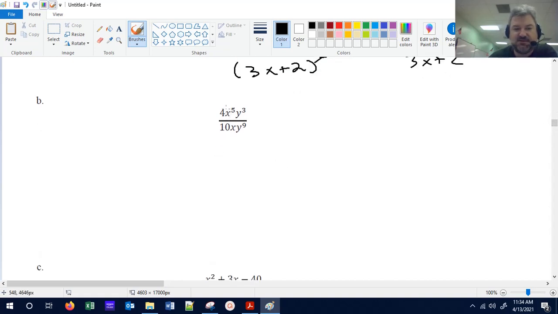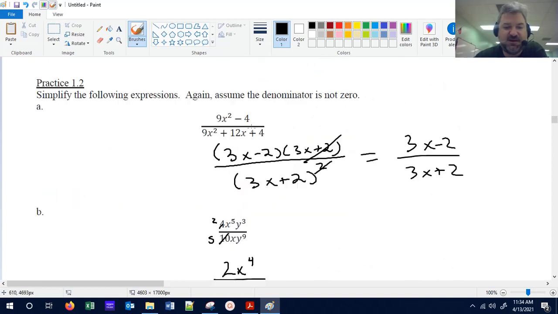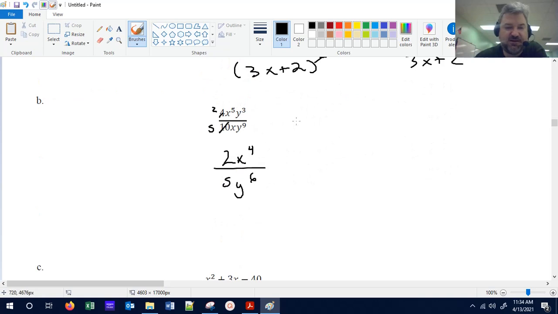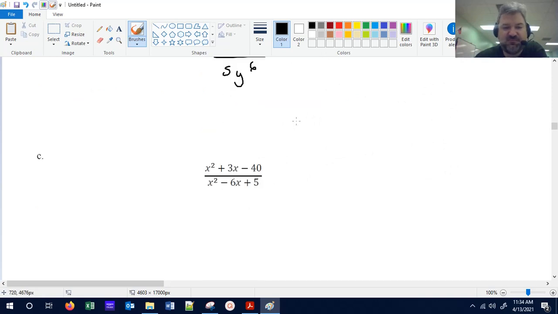All right, the denominator here, I can reduce the 4 and the 10 by 2, making this 2 and 5. I can reduce the x's, so it becomes 2x to the 4th over 5y, and the 3 from the 9 makes it 6. Notice that I can just start canceling on B because there's no plus or minus sign. That's basically in a factored form already. So when you have pluses and minuses like we did in A, you've got to factor it so you can cancel out entire factors. In B, since they're all multiplied already, they actually already are factored.